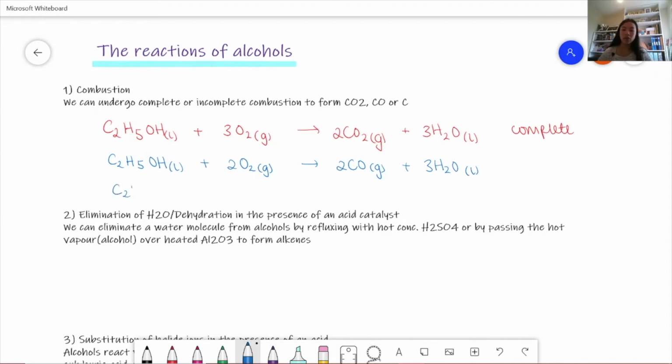And then we can also form carbon solid, which can lead to global dimming. And water. And now for the balancing of this one, we would need 2 of these carbons, and then 3 waters, but now we only need 1 oxygen. And so these are our equations for incomplete combustion.